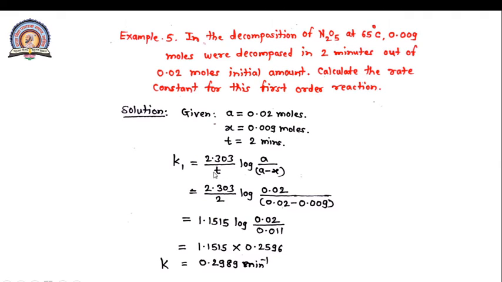Then substituting the value of T here, that is 2, log of A, the initial amount 0.02, divided by 0.02 minus the X 0.009. Then calculate this term: 1.1515 into log 0.02 divided by 0.011. Now the value obtained is 0.2596. Take the multiplication of this term, then K is equal to 0.2989 per minute. Now this is the rate constant for this first order reaction.